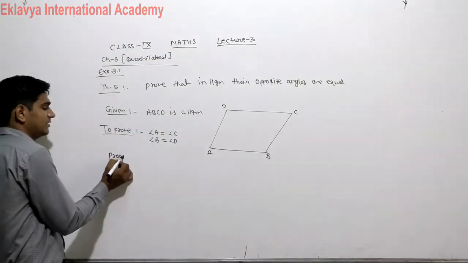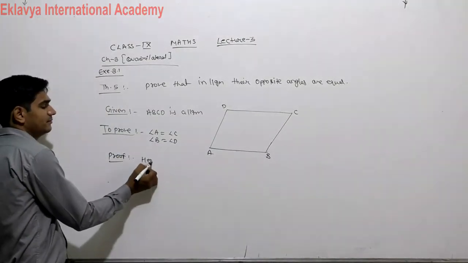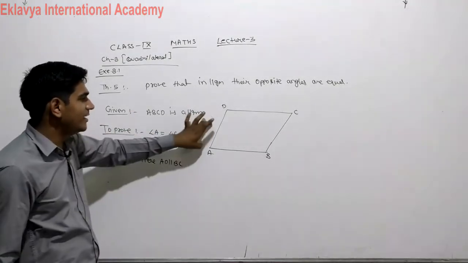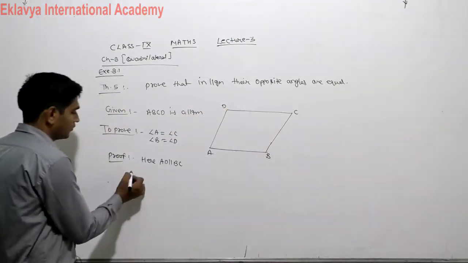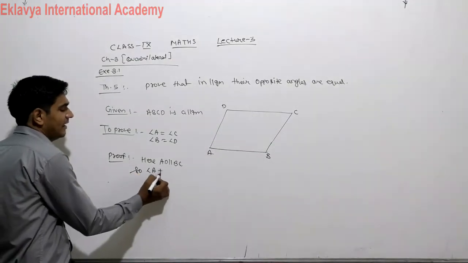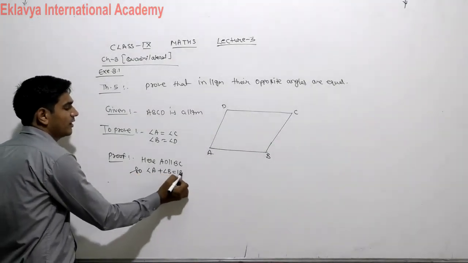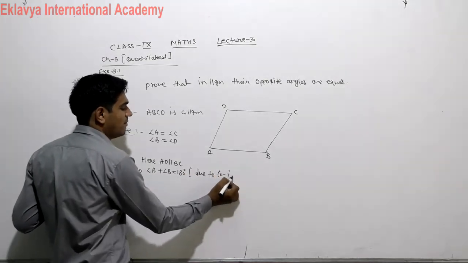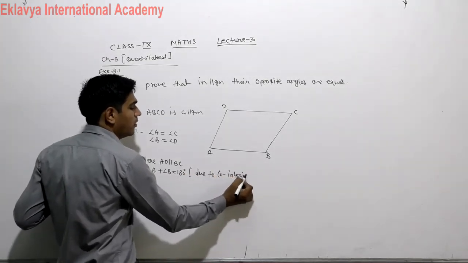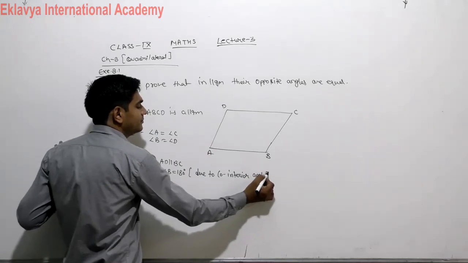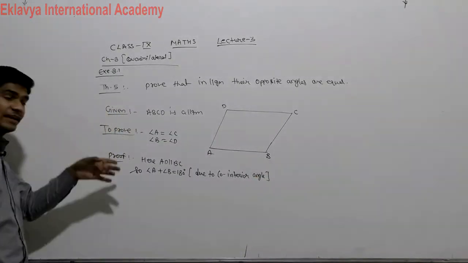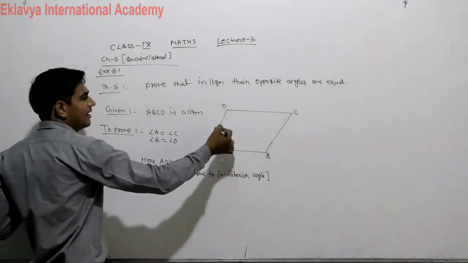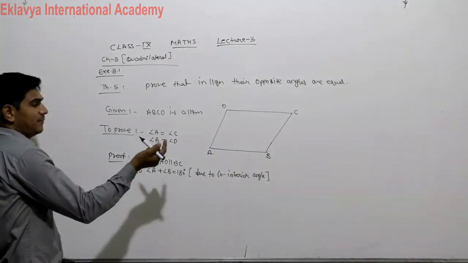For that, in the proof part, AD is parallel to BC. So angle A plus B is equal to 180 degrees due to co-interior angles. Angle A plus B is 180 due to co-interior angles. Similarly, AD is parallel to what? It is parallel to BC.